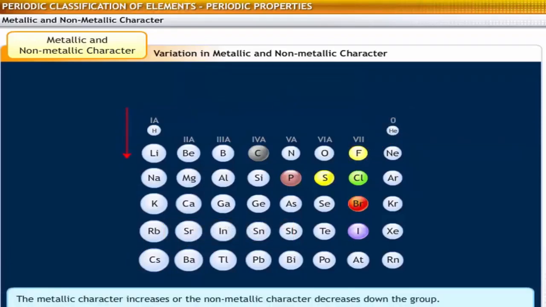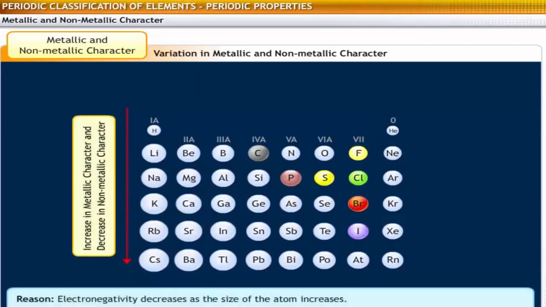Down the group, the metallic character increases or the non-metallic character decreases. This is because the increase in the atomic size decreases the electronegativity, which increases the metallic nature or decreases the non-metallic nature.